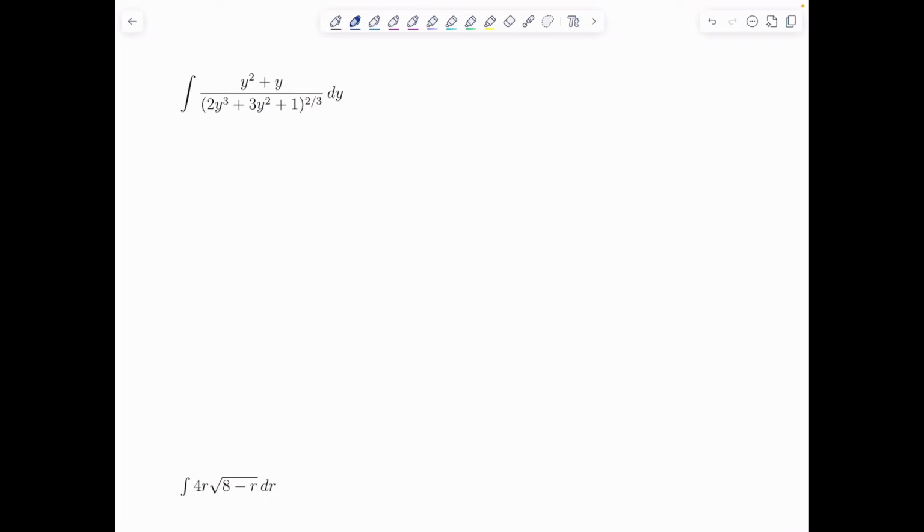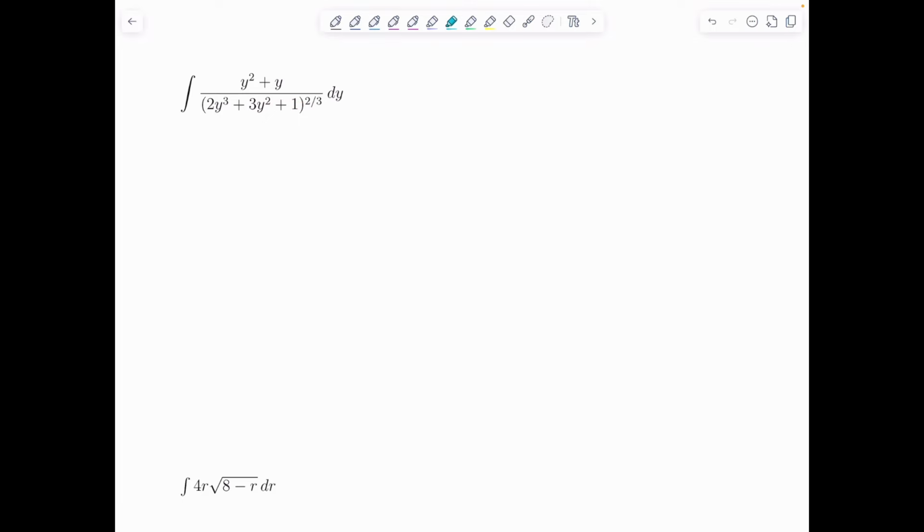Integral of y squared plus y over 2y cubed plus 3y squared plus 1 to the 2/3 dy. This is very similar to the first one we did. So remember, let u be the inside function in a composition. I don't see a composition here. There is a composition in the denominator. I've got a function raised to the 2/3. So I'm inclined to let u be all of this stuff down here.